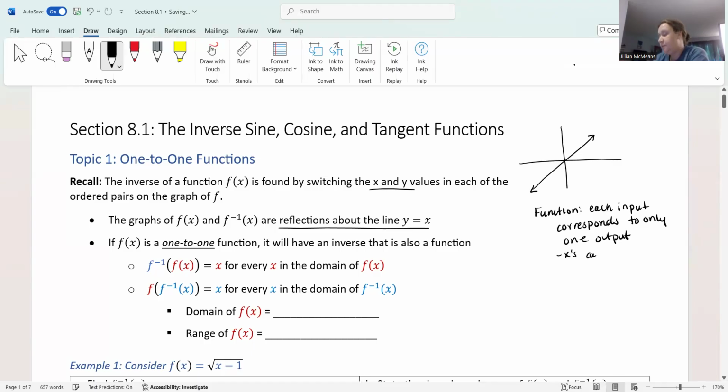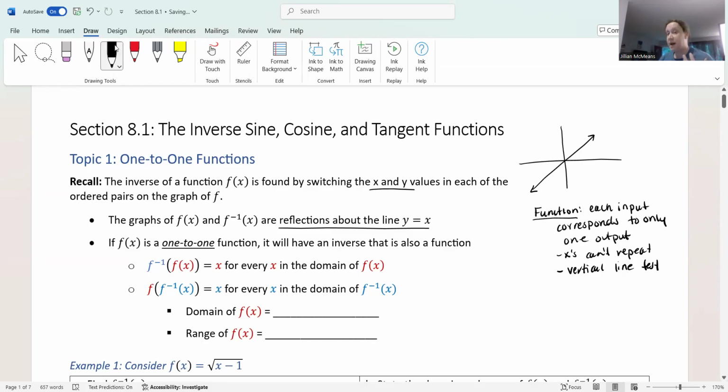can't repeat. The way we would test this in algebra is with something called the vertical line test. You could draw or just imagine sweeping a vertical line across your graph. If that vertical line intersects your graph more than once at any point, x's repeat and you don't have a function. So that was all well and good.